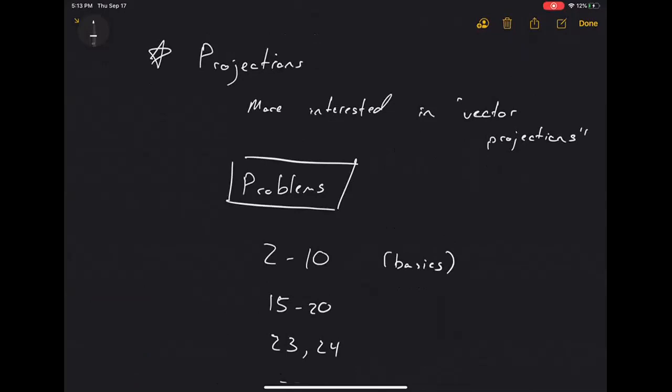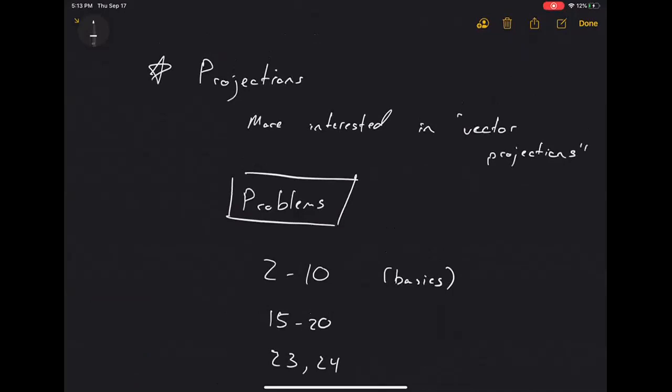I'm more interested in the vector projections. So the textbook makes this distinction between scalar projection and vector projection. I'm more interested in the vector projection. I don't plan to ask you any questions about scalar projections, finding that numerical value. I'm going to ask you to find the vector projection of stuff. Okay, so that's kind of where my priority is.